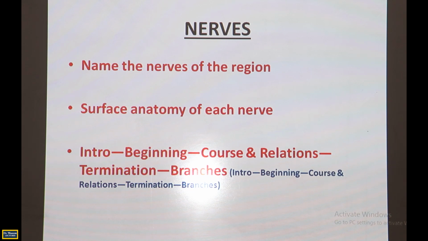And whenever you take any nerve, again, name of the nerves in the region, surface anatomy of each nerve, feel that, introduction. You take each nerve now, introduce that nerve, beginning of that nerve, from where it comes, what is the root value, course and relations, termination and branches. And during branches, if it is the most important, if the main branch comes or the big branch which actually has to be dealt with separately, again introduce beginning, course and relations, termination and branches again.